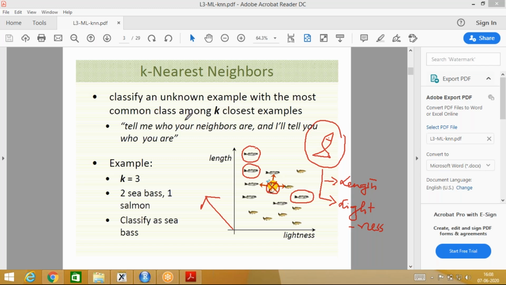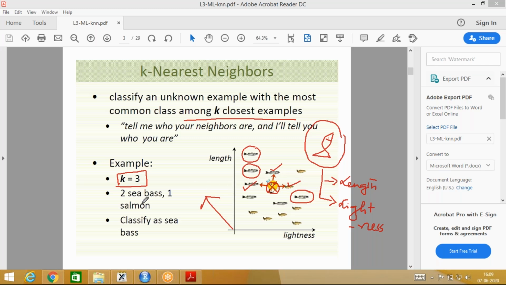And then you find out the k closest examples. So which examples are closest to this guy? Let's say you decide k is equal to 3. If k is equal to 3, then there are 2 sea bass and 1 salmon which are closest to this guy. The others are not the closest 3.